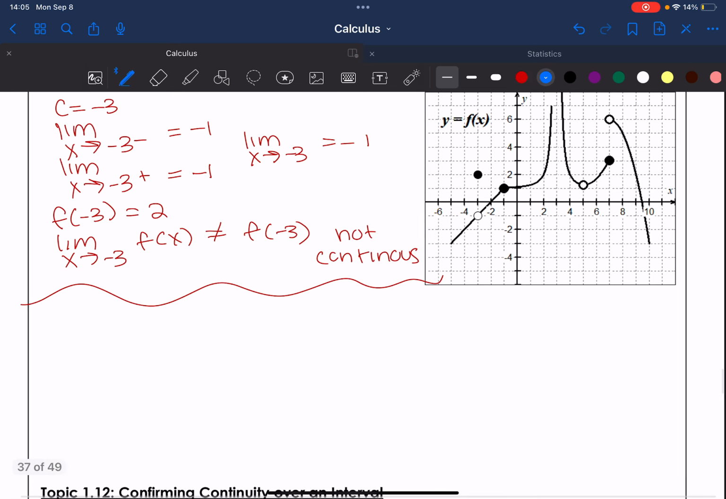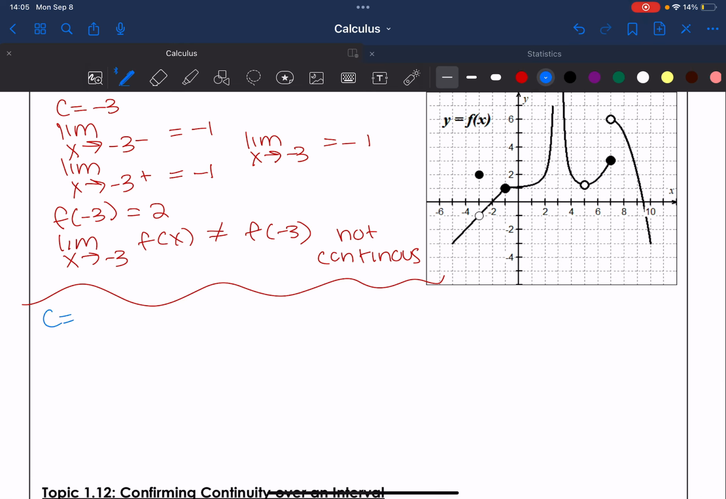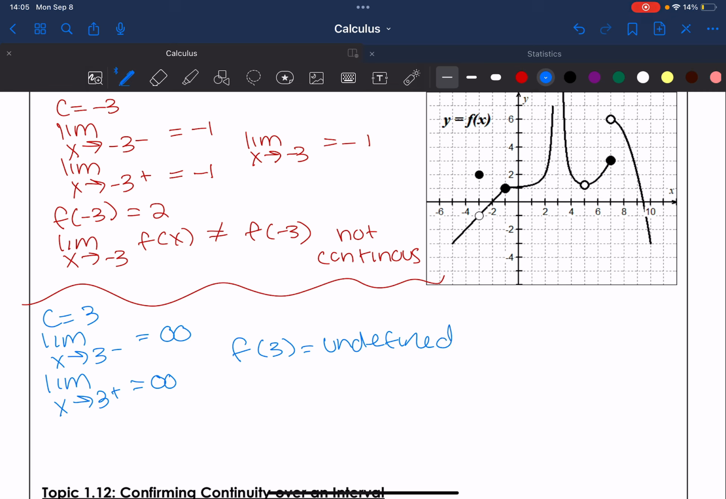Okay. Then I would do the same thing for c equal to +3. So the limit as x approaches 3 from the left, and the limit as x approaches 3 from the right. Looking at the graph, it looks like they're both going to approach infinity. Okay. And then f of 3 doesn't exist, so it's undefined. So since the limit as x approaches 3 of f of x is not equal to f of 3, then it's not continuous.